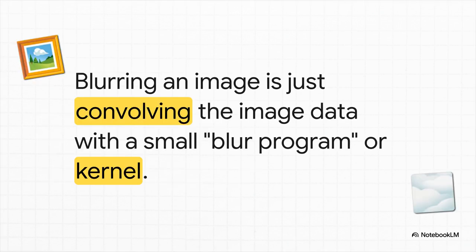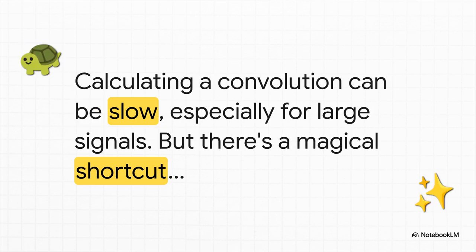Let's use a really easy example: blurring a photo. Blurring an image is literally just a convolution. You take your image and you convolve it with a small blur kernel. That kernel is basically a little program that tells every single pixel, hey, I want you to average your value with all your neighbors. The result? The entire image gets smoothed out, or blurred. Now, doing all that flipping, sliding, and multiplying, especially for huge signals, like a high-resolution photo with millions of pixels, well, it can be incredibly slow. It takes a ton of computer power.